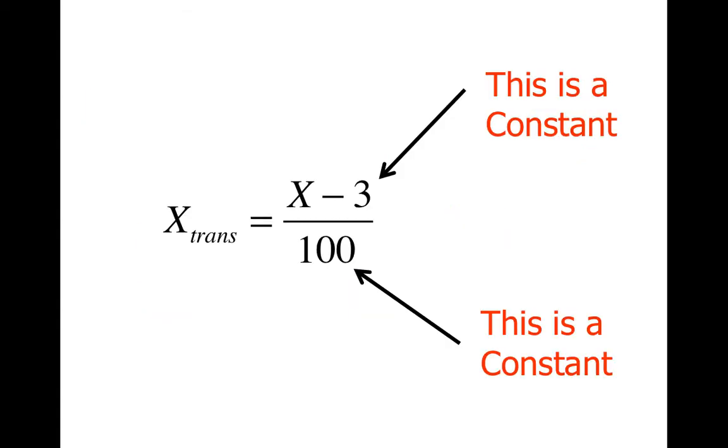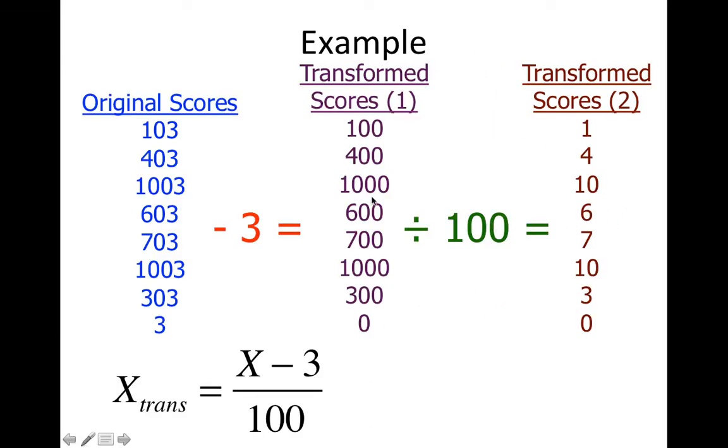I want you to look at this particular transformation, and you'll note that what we have is a variable that's the transform score, and then the actual score, which is a variable, and then two constants. We're just subtracting one constant and dividing by one constant. Just to make sure that we're all on the same page, if I told you the transform score was 1, you could multiply that by 100 and add 3 to arrive back at the original score.